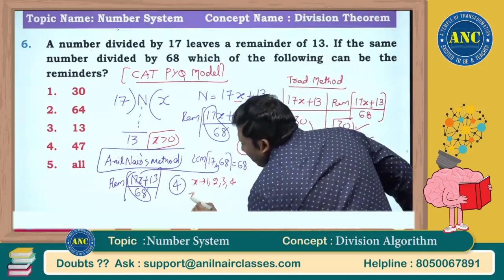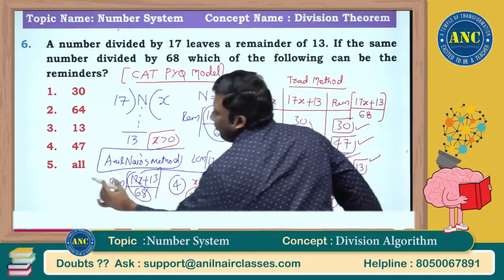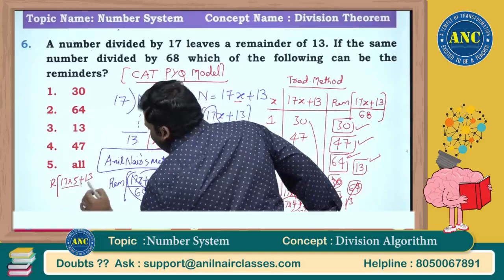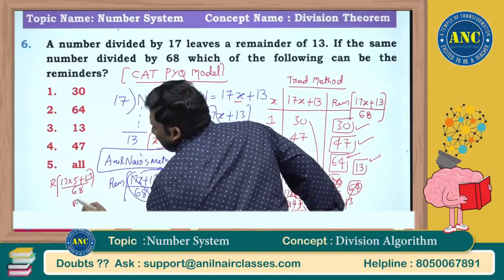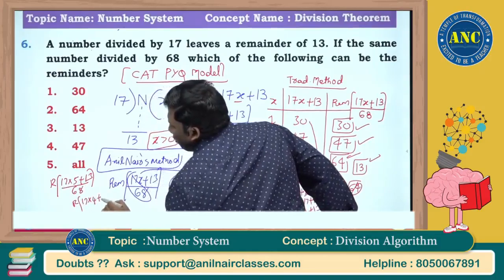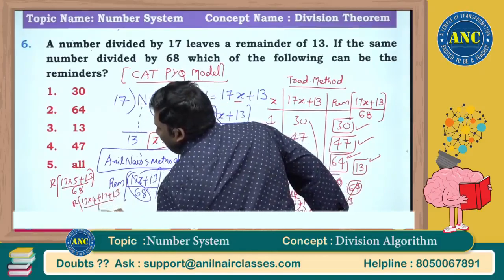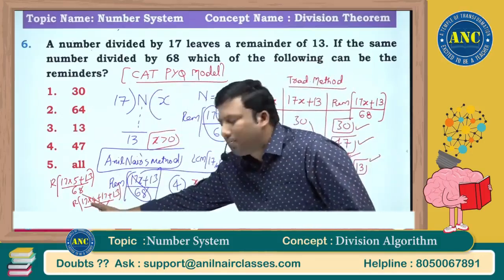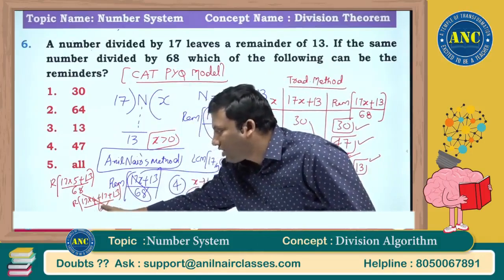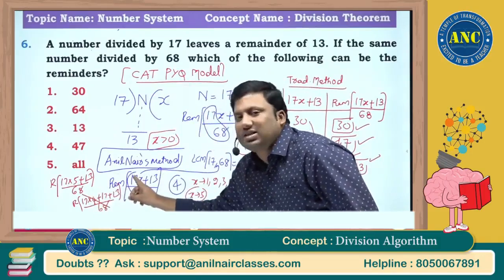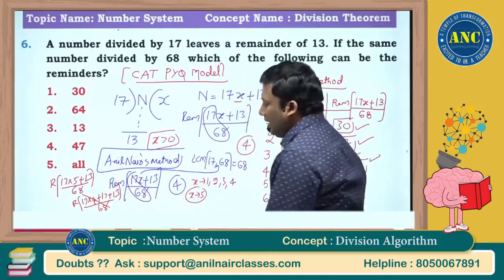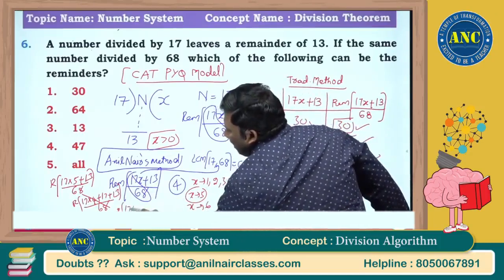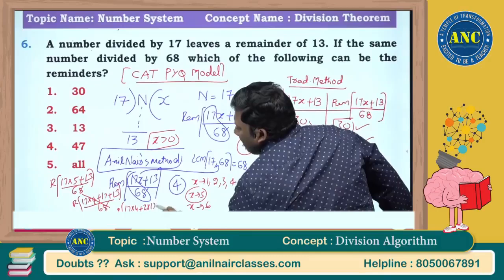If I take X value 5, just now we discussed 17 into 5 plus 13 divided by 68. This can be written as 17 into 4 plus 17 plus 13 divided by 68. It is perfectly divisible. 17 fours are 68. I am making the numerator 17 as a multiple of 68. If I take X value 6, this will become 17 into 4 plus 2 into 17 plus 13.